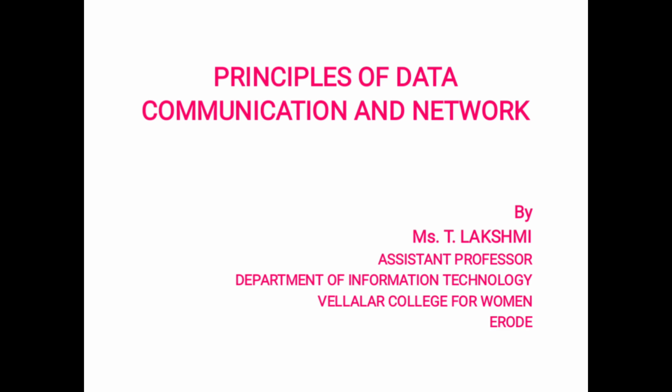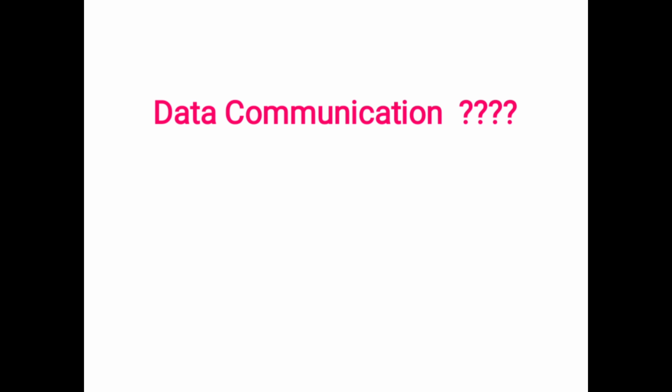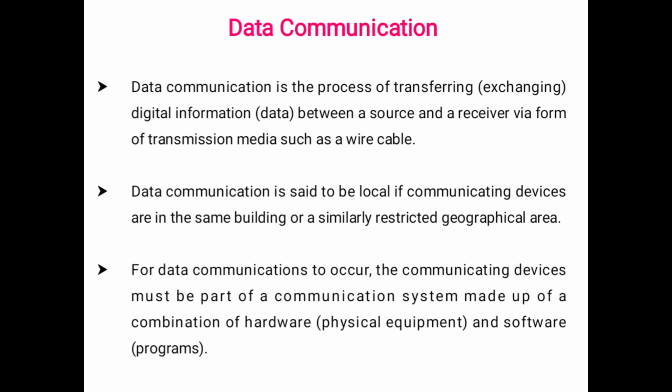In this presentation, we will see about the basic principles of data communication and networking. So first, we see about data communication. What is data communication? Data communication is the process of transferring digital information between a source and a receiver via some form of transmission medium such as wired cables.